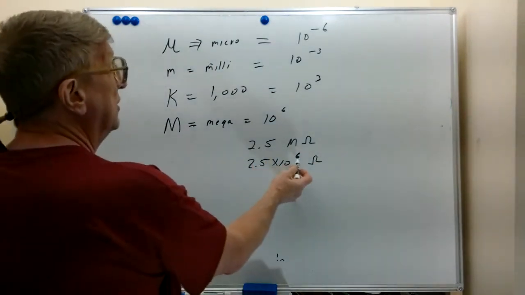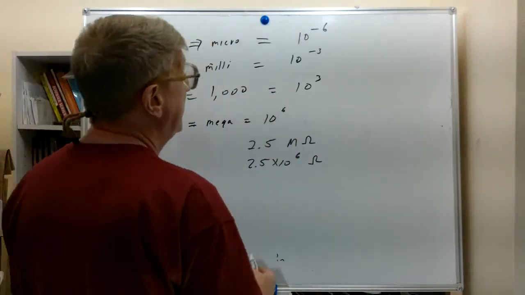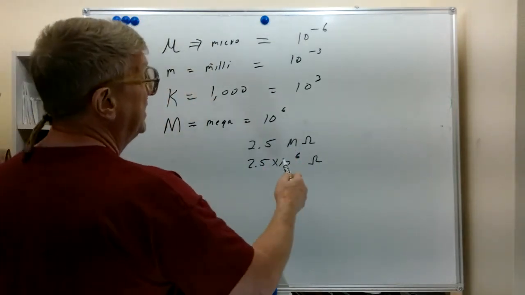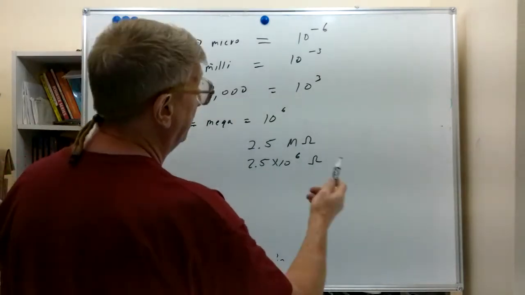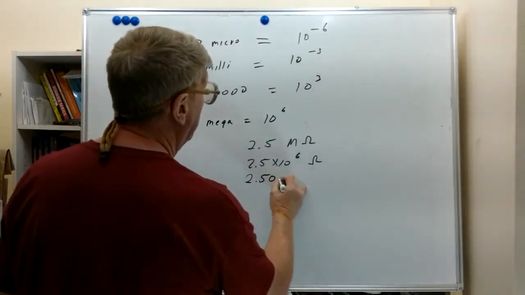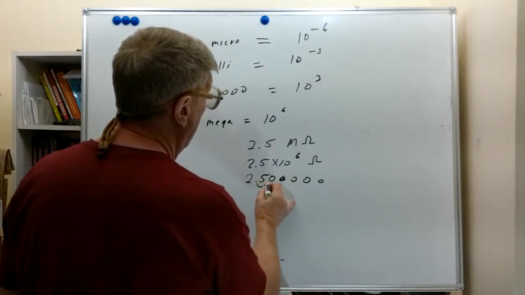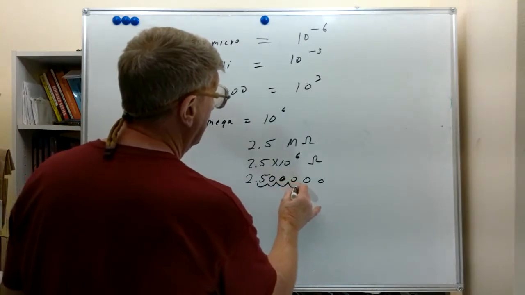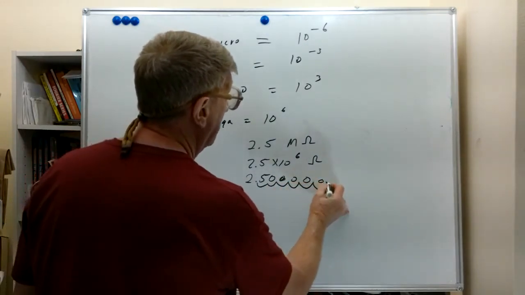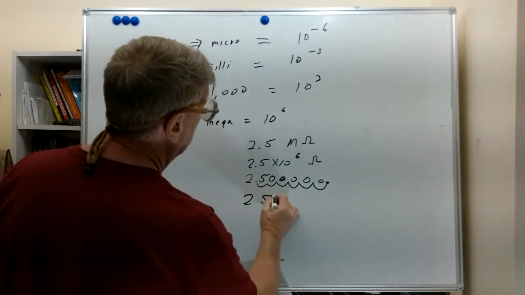And then this indicates the positive 6, and this exponent of 10 indicates power of 10, indicates to move the decimal place 6 places to the right. 2.5. I'm going to add some zeros so I can do this. 1, 2, 3, 4, 5, 6. So I want to get my decimal place over there, so I have 2, 5, 0, 0.